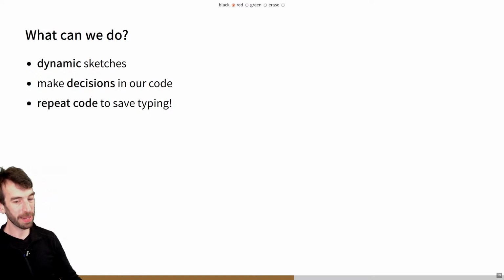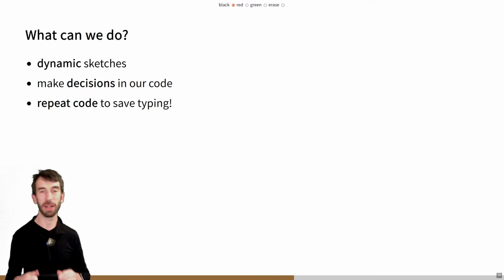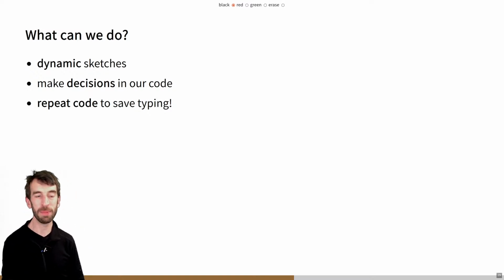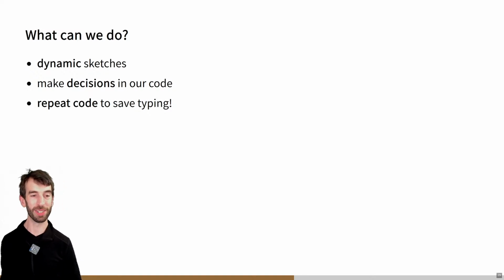So what can we do once we've got these loops and conditionals? You can make dynamic sketches that change over time. You can make decisions, and you can repeat things to save yourself typing and save your tutors having to read it all, which is very handy.